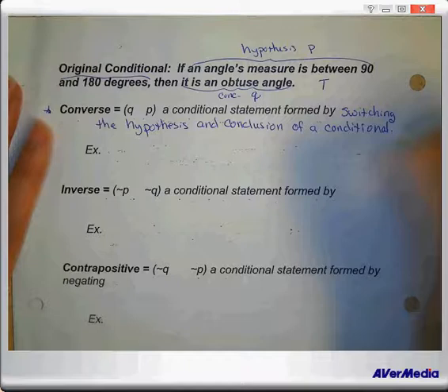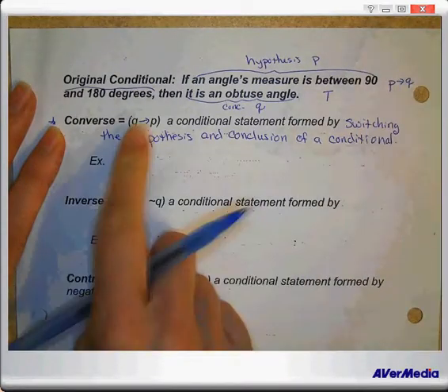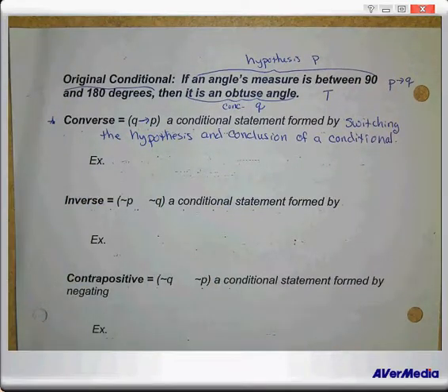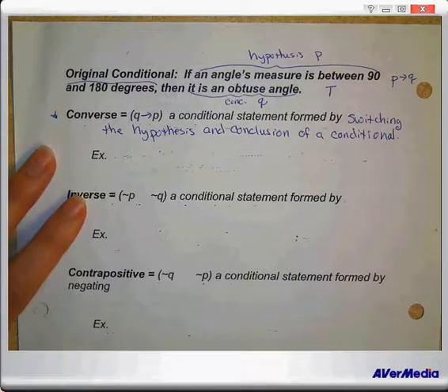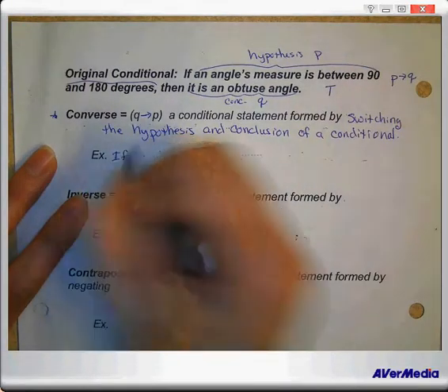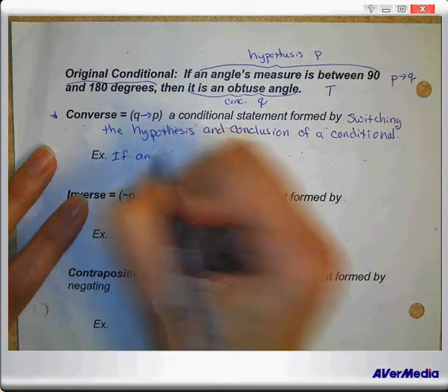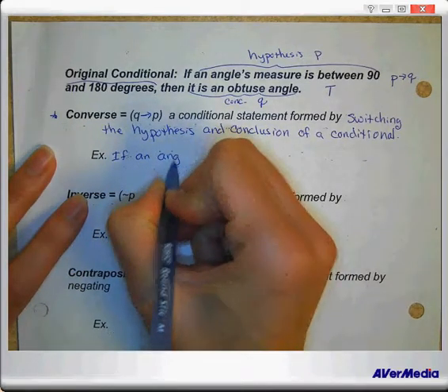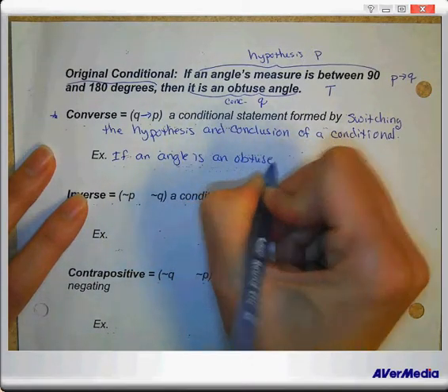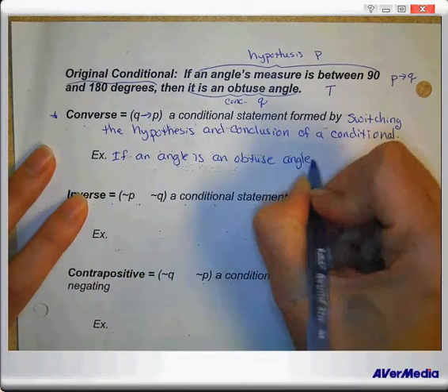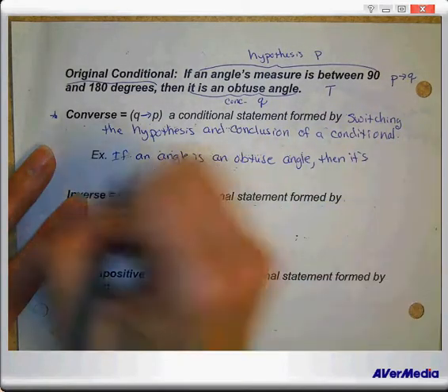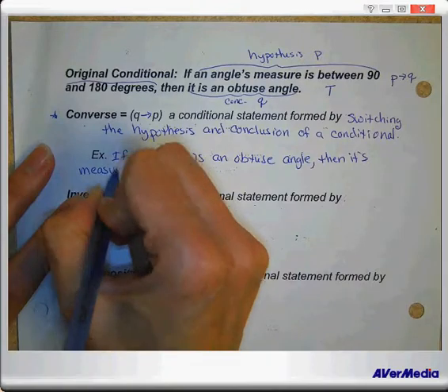If an angle is an obtuse angle, then its measure is between 90 and 180 degrees. Or I'm going to use the words here. I was going to abbreviate, but that doesn't work quite as well.